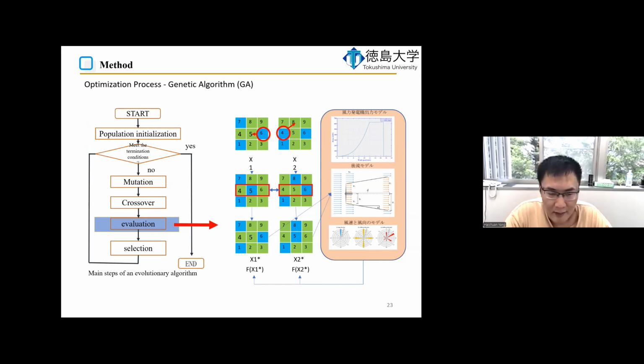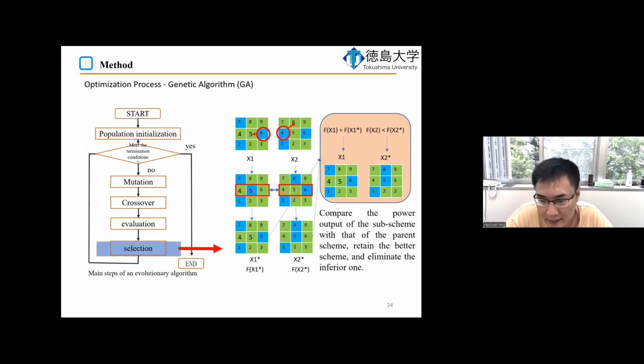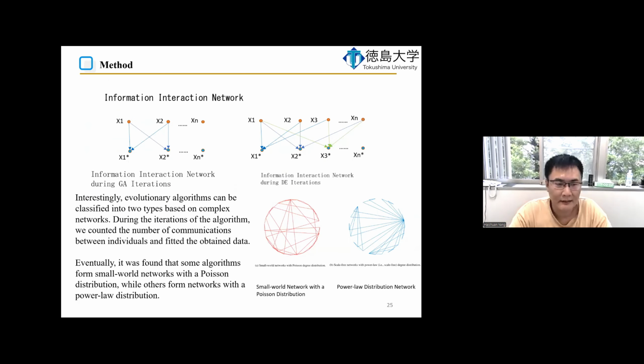And then is the evaluation. All of the layouts will be input into the model to get the energy output. And then we do the selection. Compare the power output of the sub-scheme with that of the parent scheme. Retain the better scheme and eliminate the inferior one. And this is the iterative process of the genetic algorithm.